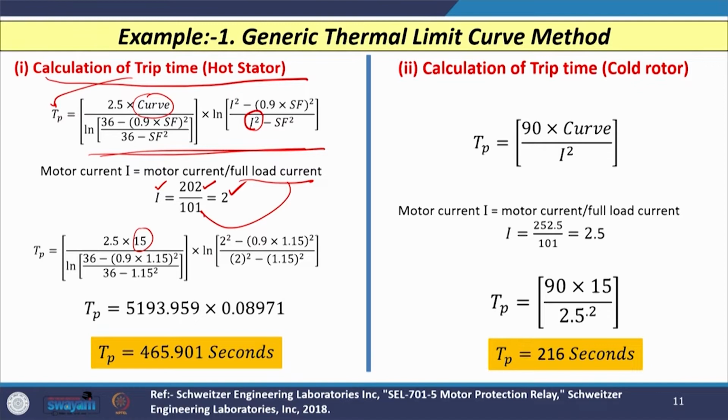We have already calculated that, that is 2 into 0.9 into SF. So, that is also given. With this, if you calculate the value of Tp, that is 465.901 seconds. So, this is for stator and the disk time is 465.